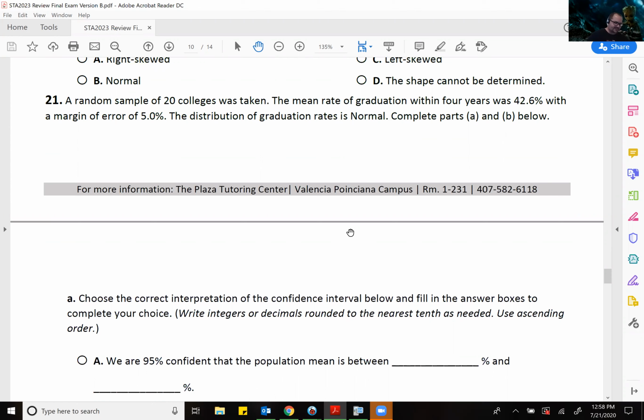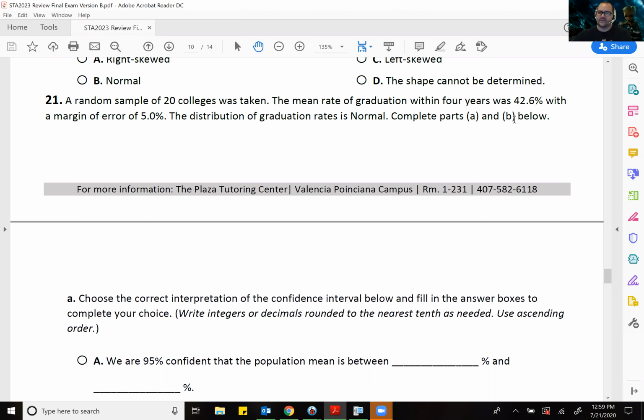So we found confidence intervals in 9.4, I believe. Nope, 9.5. Or sorry, not 9.5, 9.3. Gosh. So 9.3 is where we found the confidence intervals. All right. So in this one, they give us all the information we need. Okay. We know it's a random sample of 20 colleges. We know the mean rate. So we know our sample size is 20.